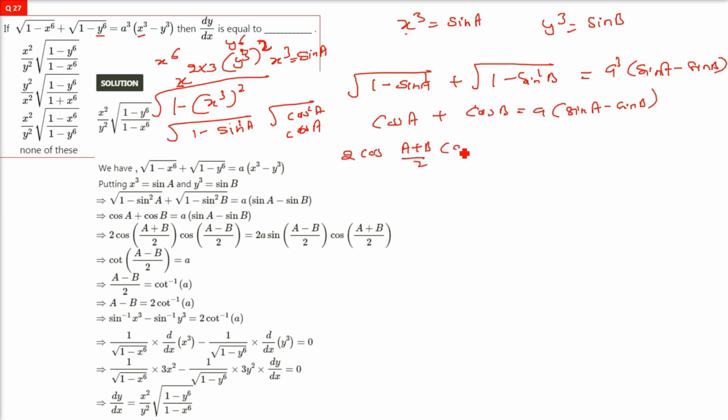2 cos (a+b)/2 cos (a−b)/2. A sine a minus sine b is 2 sine (a−b)/2 cos (a+b)/2. Okay. Now you can cancel these. Cos (a+b)/2 you can cancel, 2 you can cancel. Right.